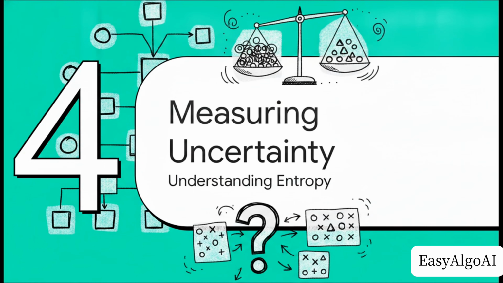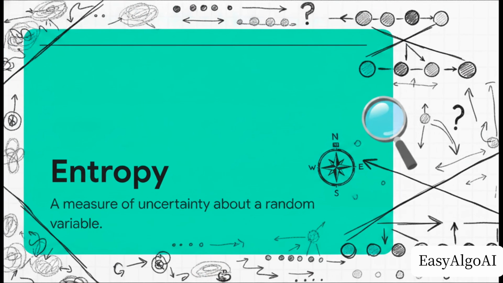Which brings us to section 4, entropy, measuring uncertainty. Okay, so how does the algorithm actually know if a split is good? To answer that, we have to talk about entropy. Think of entropy as the algorithm's internal compass.